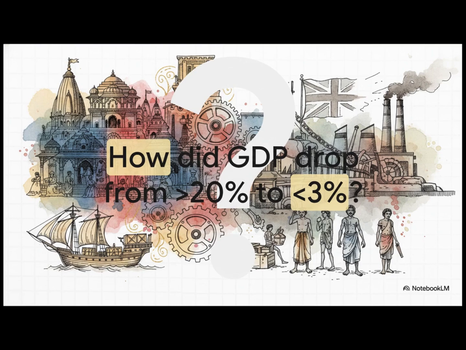Just think about this staggering historical contrast highlighted by historian Shashi Tharoor. Imagine an entire nation producing over 20% of the world's GDP, a massive industrialized powerhouse. Now imagine that same nation dropping to less than 3% by the time they hit independence. No way, right? How exactly does a massive economic engine experience that kind of collapse?